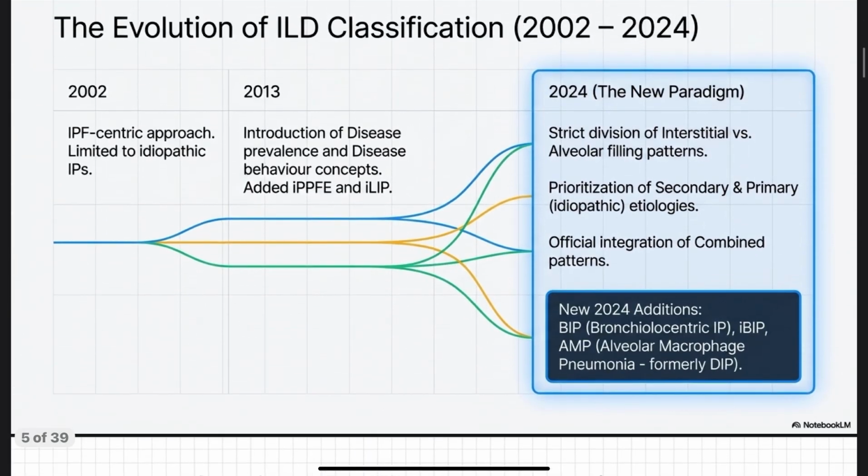Next, coming to the evolution of ILD classification, from 2002 it was an IPF-centric approach. Then in 2013 we made it etiology known and etiology unknown, that is, idiopathic and non-idiopathic. Now in 2025 we have brought a very good evolution of classification: interstitial type or alveolar type, which is anatomical.